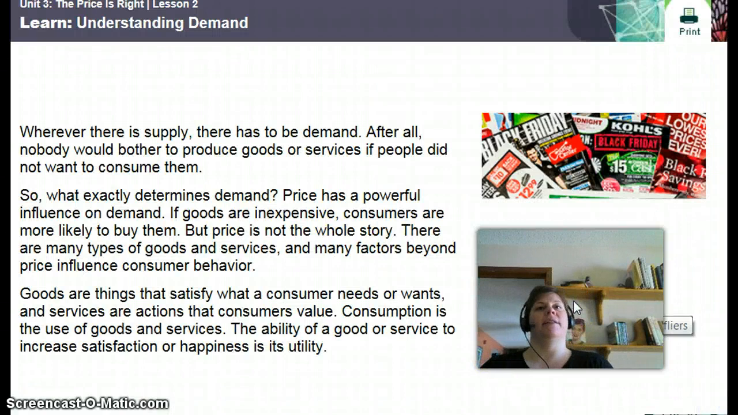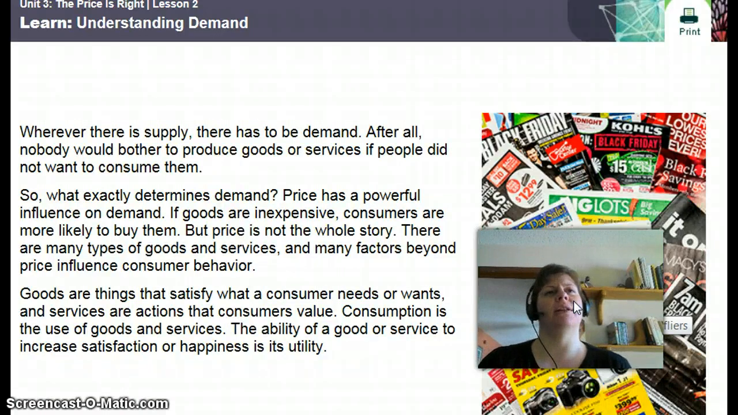Wherever there is supply, there has to be demand. After all, nobody would bother to produce goods or services if people did not want to consume them. So what exactly determines demand? Price has a powerful influence on demand. If goods are inexpensive, consumers are more likely to buy them. But price is not the whole story. There are many types of goods and services, and many factors beyond price influence consumer behavior.